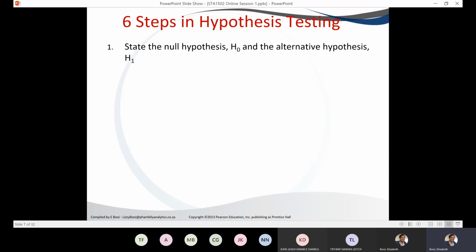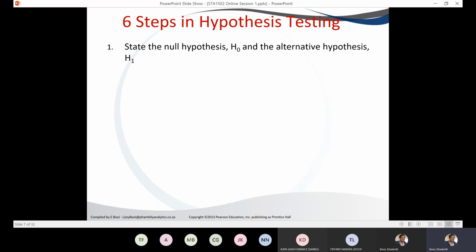So the first step is always to state your null hypothesis and your alternative. This is the same as two sides to the coin. One side is a head, one side is a tail. So this is what we're going to prove. We're going to prove that a coin has a tail, but you also know that it has a head. So you're going to prove that statement.